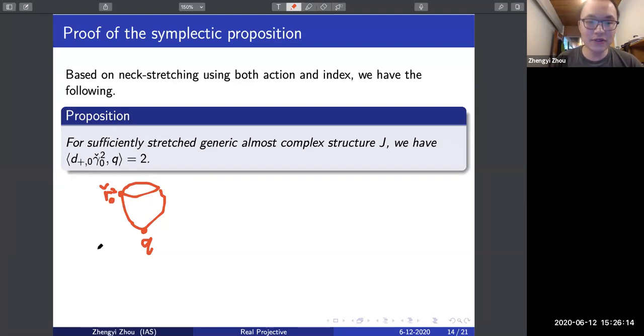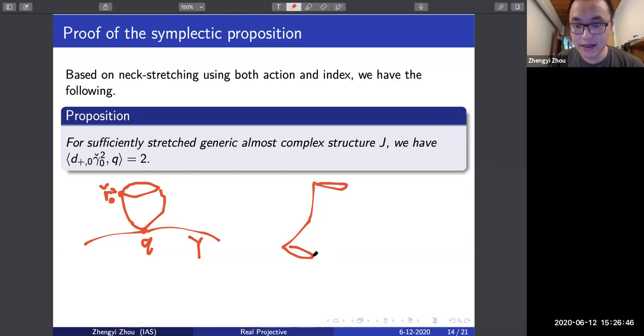And what we can do is we take a copy of the contact structure Y here, and we do neck stretching along this contact hypersurface. So the key point is you make sure the point Q stays outside the contact hypersurface Y. And when you do the neck stretching, it might break into, for example, it might break like this.